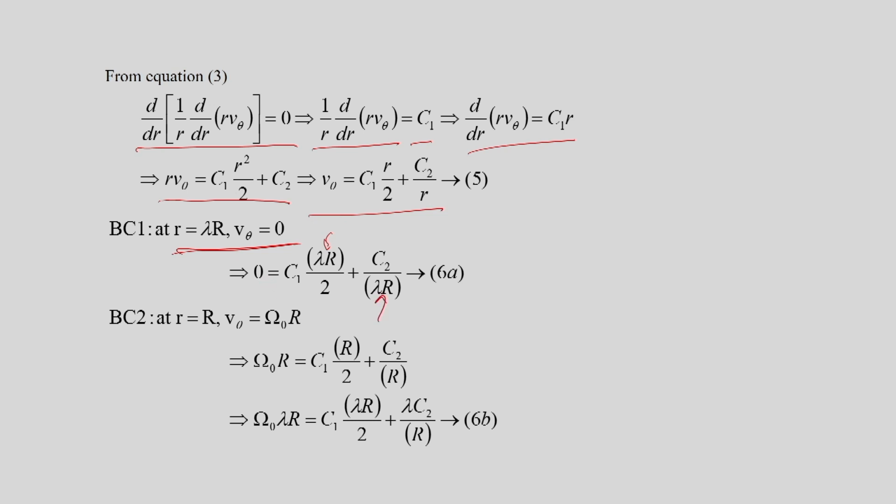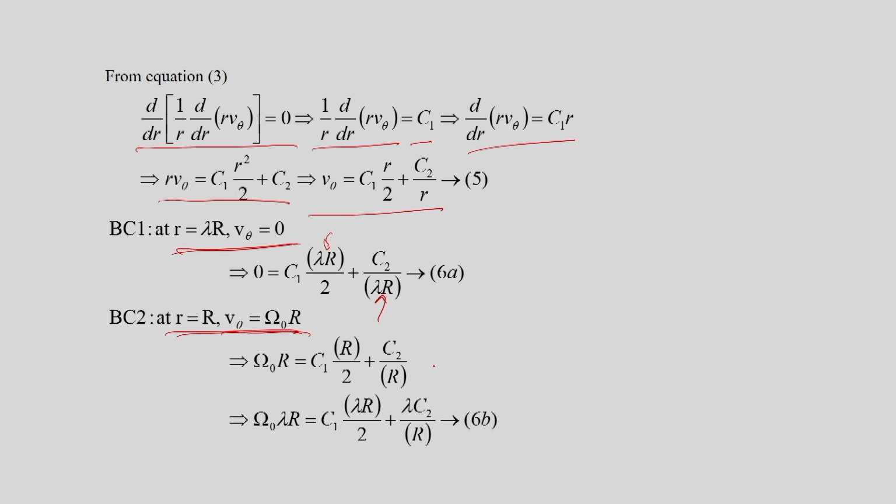So, 0 is equal to C1 lambda R by 2 plus C2 by lambda R. The other boundary condition is that the outer cylinder is rotating with angular velocity omega naught. If you convert the angular velocity into linear velocity, it has to be multiplied by r. So, at r equals capital R, v theta is equal to R omega naught. So, R omega naught is equal to C1 R by 2 plus C2 by R.